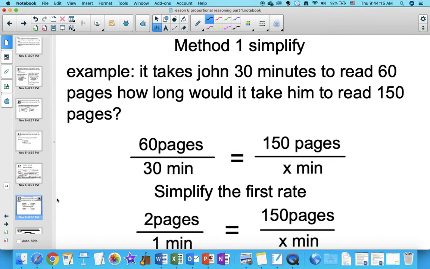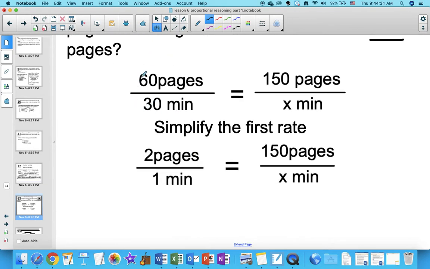So let's simplify. It takes John 30 minutes to read 60 pages. How long would it take him to read 150 pages? We know that these two must be equivalent because it's still John reading it and we know his rate. So then we simplify this. Well, 60 and 30, we can divide both into 2 pages every 1 minute, right? Because we know that 30 is half of 60. If we divide this by 30, that's 1. If we divide this by 30, that's 2. So 2 pages per minute, and so it's 150 pages, x amount of time.